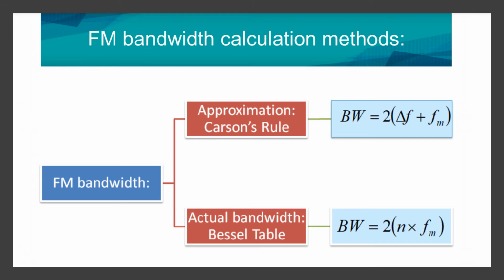Also, FM bandwidth can be calculated by Carson's rule, wherein bandwidth is equal to 2 times delta f plus f sub m. Then, finding the actual bandwidth using the Bessel table, bandwidth is equal to 2 times n times f sub m.